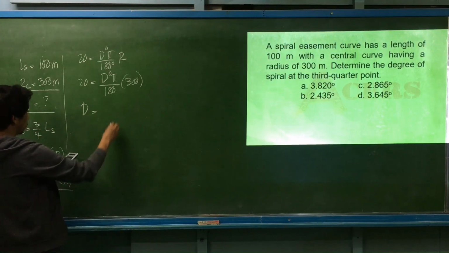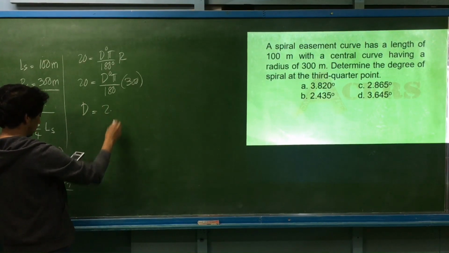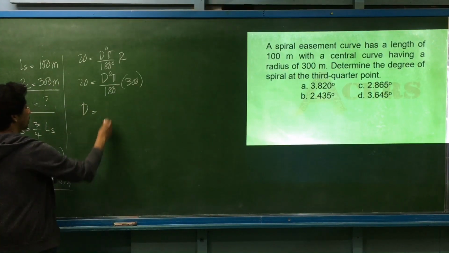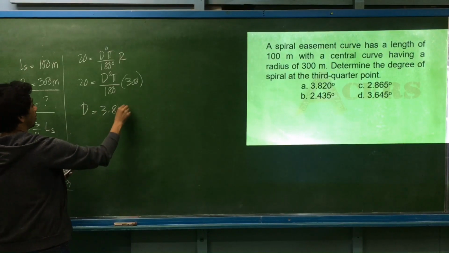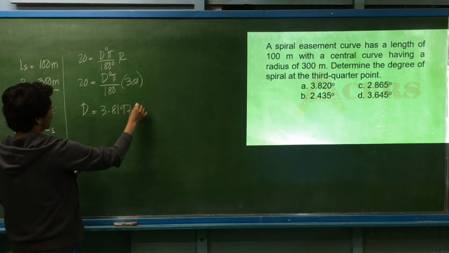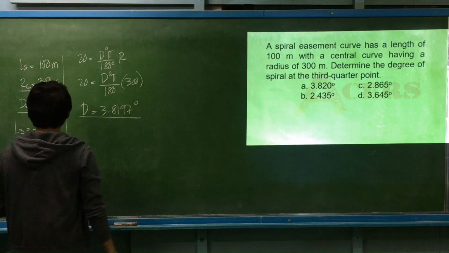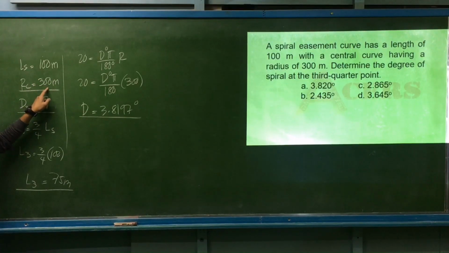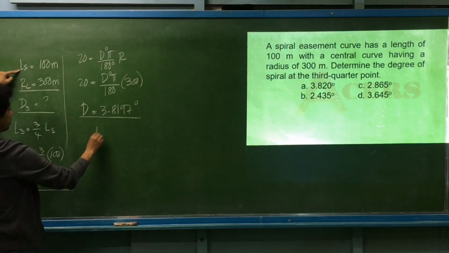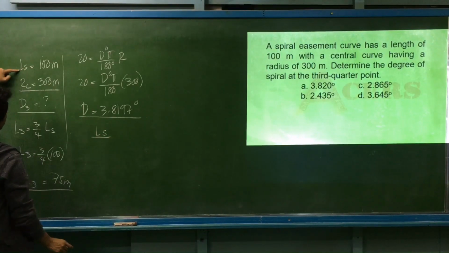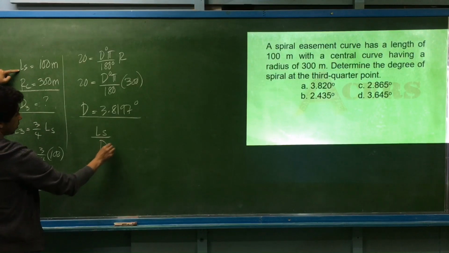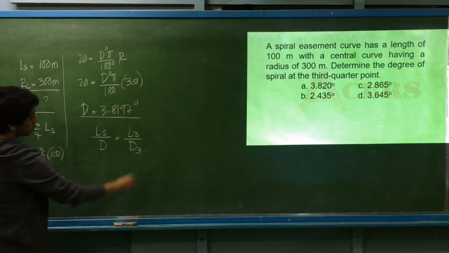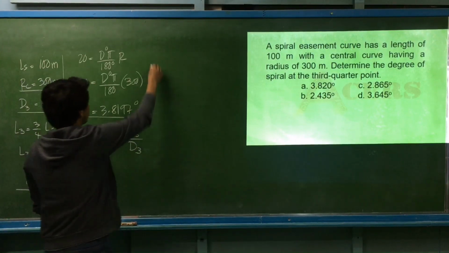The degree of the curve is equal to 3.8197 degrees. So this corresponds to this 300 meters. So this is by ratio and proportion. LS, the total length of the curve corresponds to this degree is equal to L sub 3, then the degree on the third quarter. So, kunin natin.